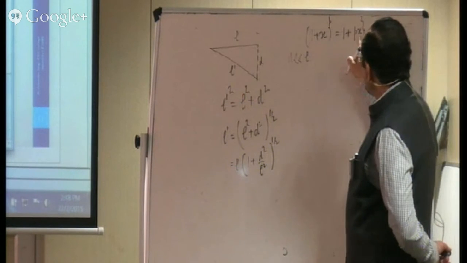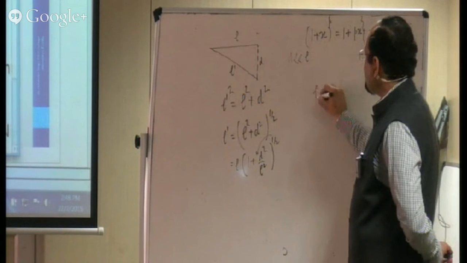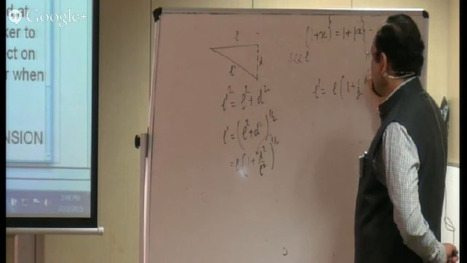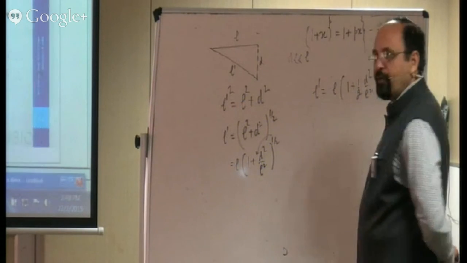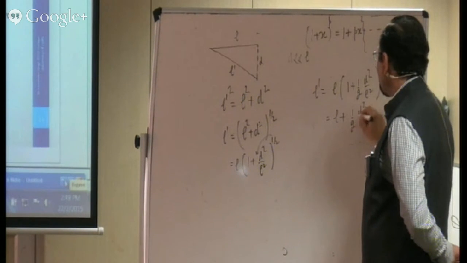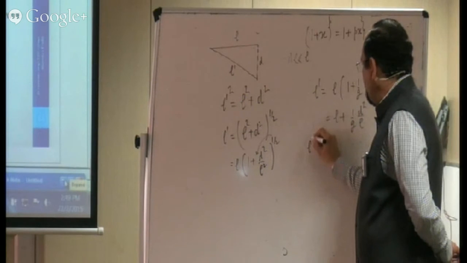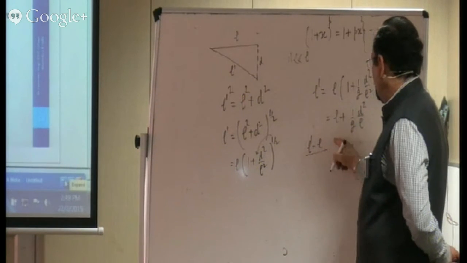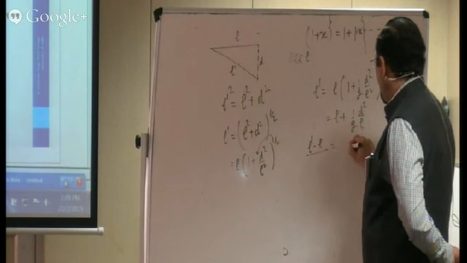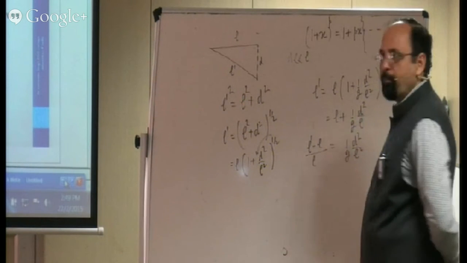If that is the story, then I can simply multiply this half here, and I can write L dash as L times 1 plus half D square by L square. Agreed? Open it up: L plus half D square by L. The L will go that side. L dash minus L is the change. This is now half D square by L. If I divide by L, that will become L square.